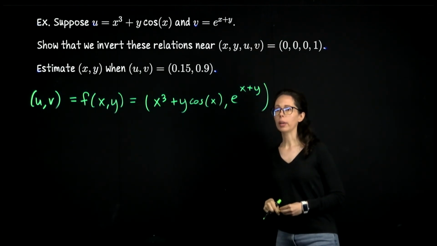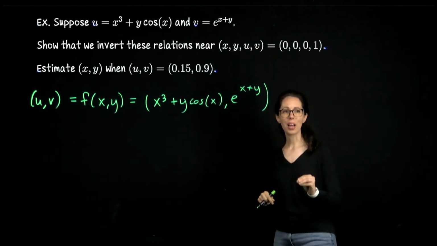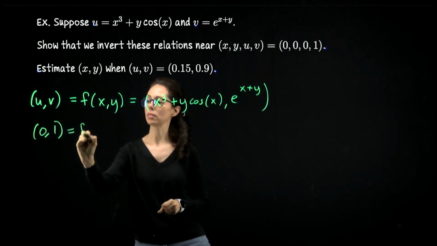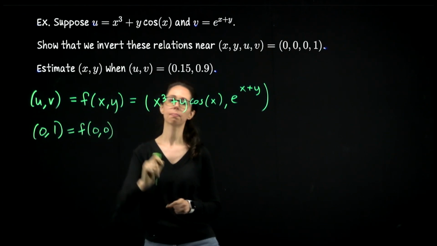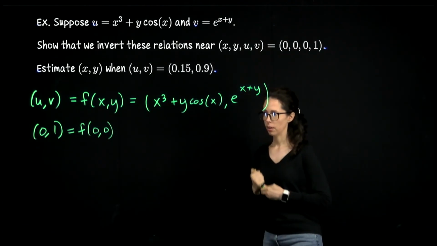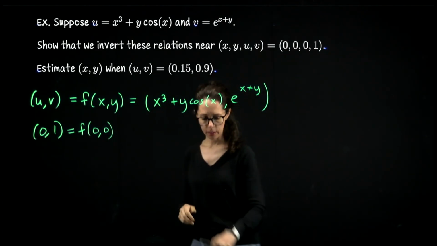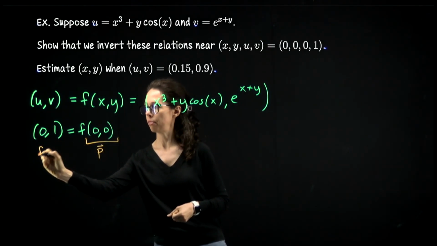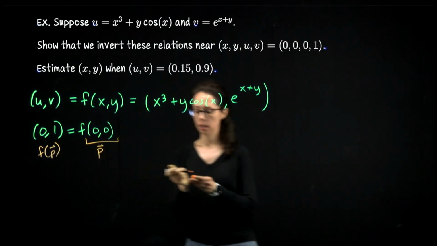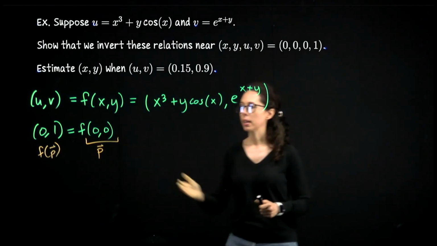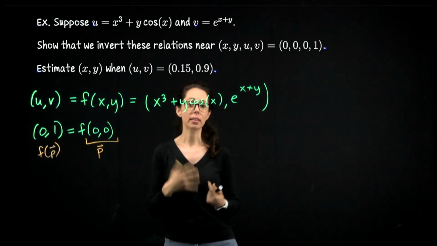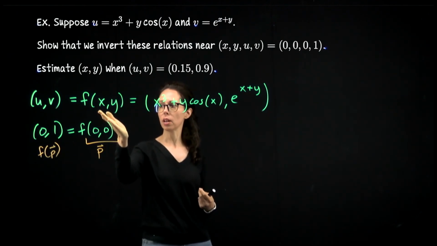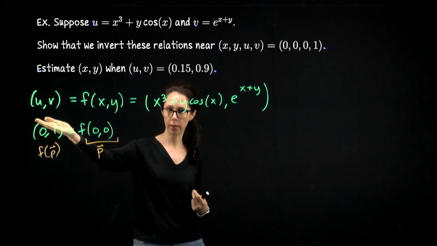Okay, and then that point (0, 0), (0, 1) is like saying (0, 1) equals f of (0, 0), which it does. So in the language of our theorem, (0, 0) is like the point P. This is f of P over here. The question is, near P, can we invert this relationship, at least on some neighborhoods, where we can say that x and y can be solved for as f inverse of u and v?